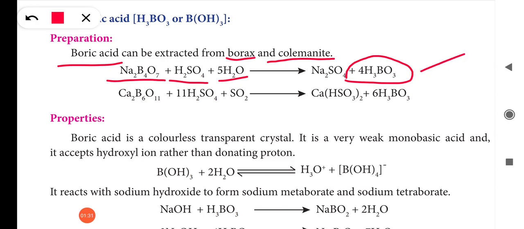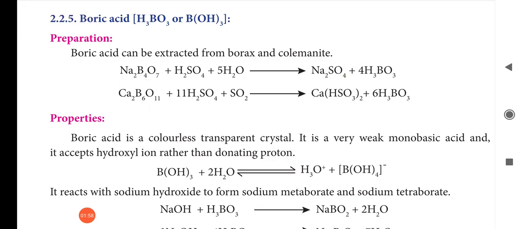And from colemanate, whose molecular formula is Ca2B6O11, boric acid can be prepared by treating colemanite with H2SO4 and by passing sulfur dioxide. It will form boric acid. These are the methods of preparation of boric acid. Next, properties of boric acid.